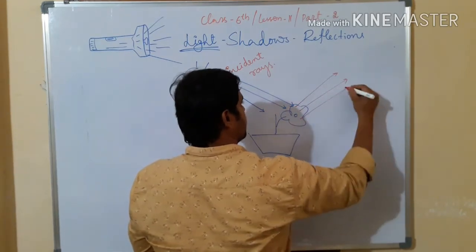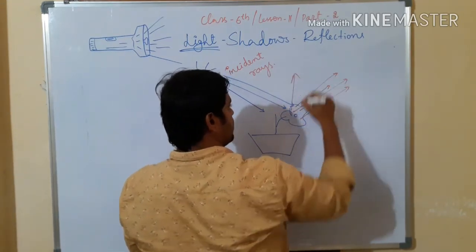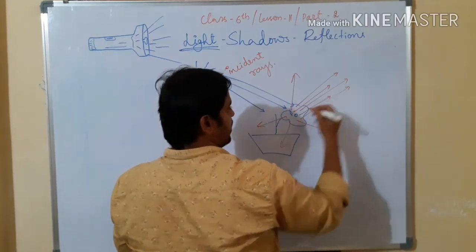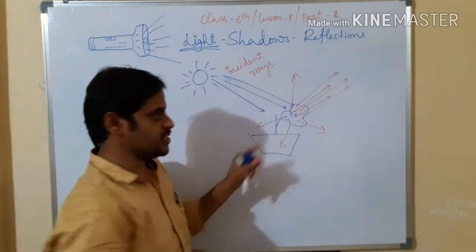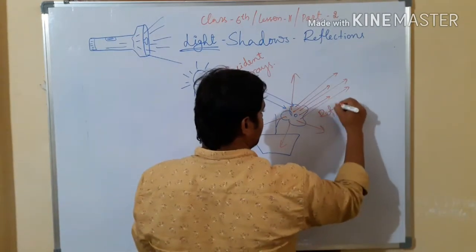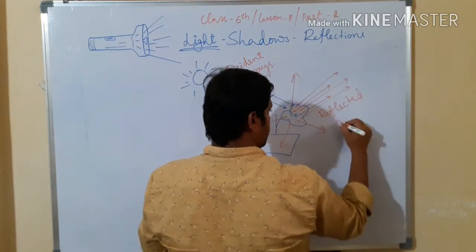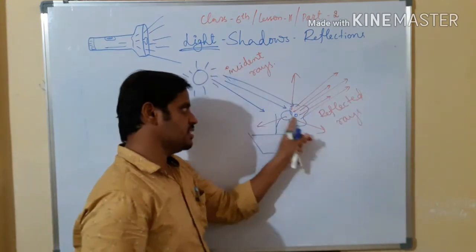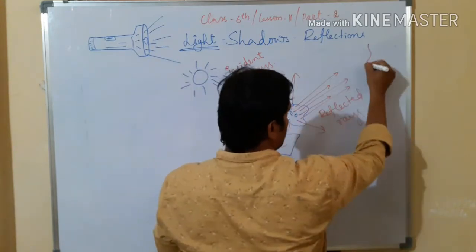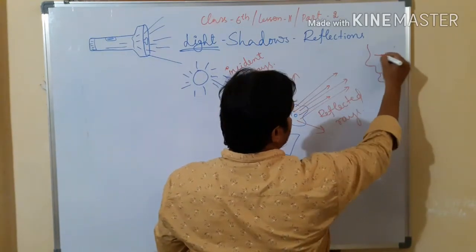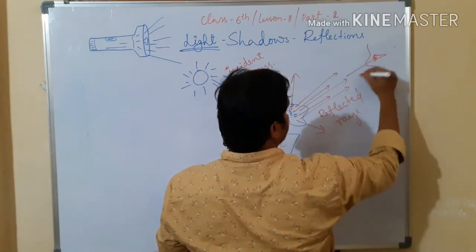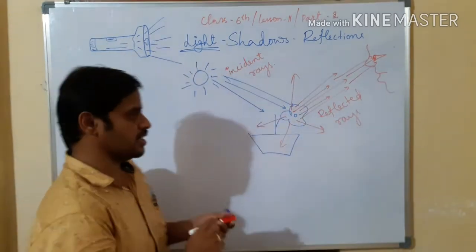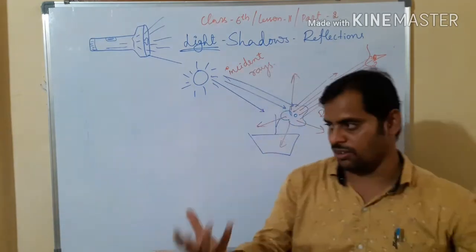Now, when incident rays fall on the surface of an object, the surface of the object reflects the light back in many directions. Whatever light rays are reflected by the surface of the object are called reflected rays. So rays are of two types, incident ray and reflected ray. When the reflected ray reaches our eyes, we are able to see the object in the presence of light. This is how you are able to see my face and all these things.